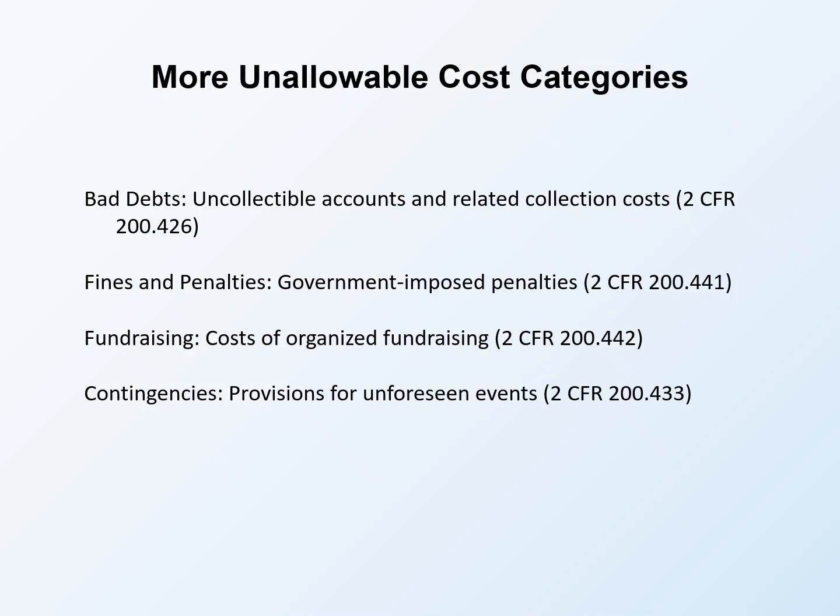Bad debts, including losses from uncollectible accounts and related collection costs, cannot be charged to federal grants under 2 CFR 200.426. If someone owes your organization money and fails to pay, that loss cannot be passed along to federal funders. Grant funds are not intended to cover your organization's credit losses.